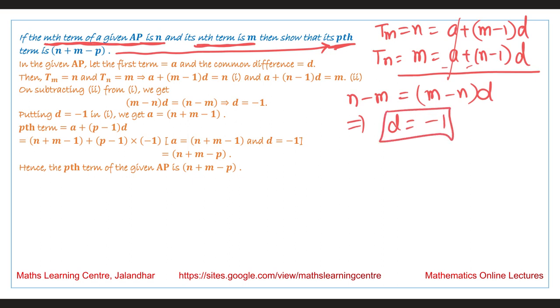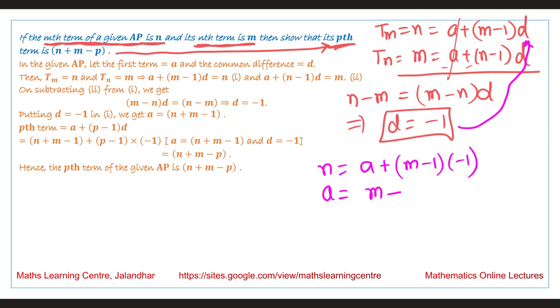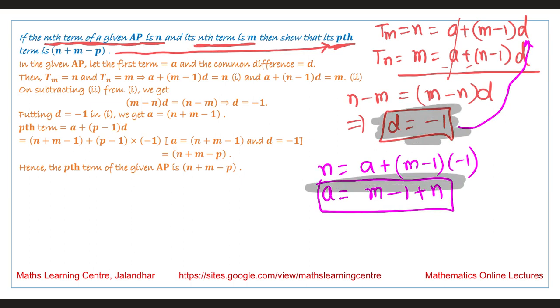Now if we substitute this value of d in the first equation, we get n is equal to a plus (m minus 1) into minus 1. So this gives us a is equal to m minus 1 plus n. Now this is the value of a. We have the value of d. d is there, a is there.